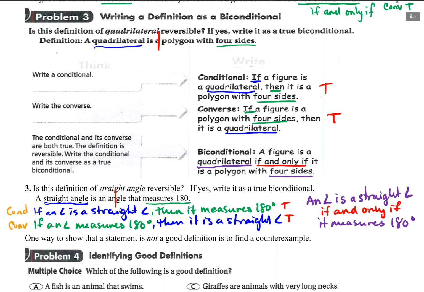Now, is this a good definition? Well, does it use common, generally understood terms? Yes, we know straight angle, we know measures 180 degrees. Okay, those are easily understood terms. Is it precise? Yes, 180 degrees is very precise. And straight angle is a specific classification for an angle. And is it reversible? Yes, it is. Our conditional and its converse are true, so it can be written as a true biconditional. That means we have a good definition for a straight angle.